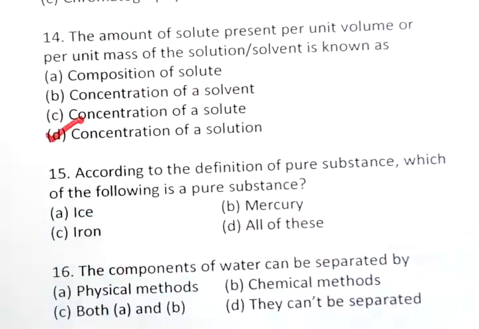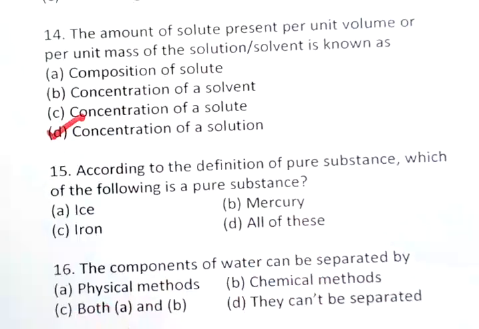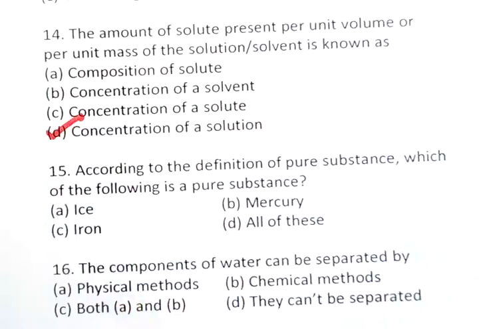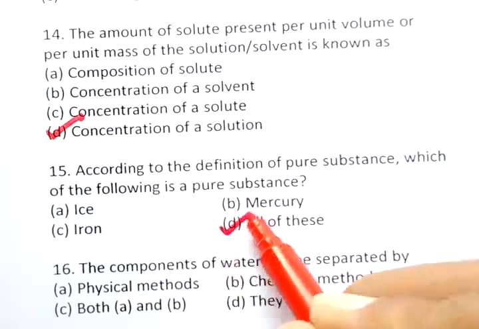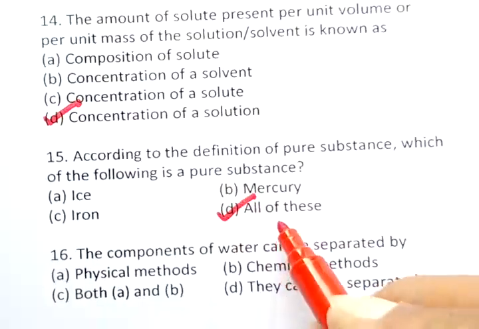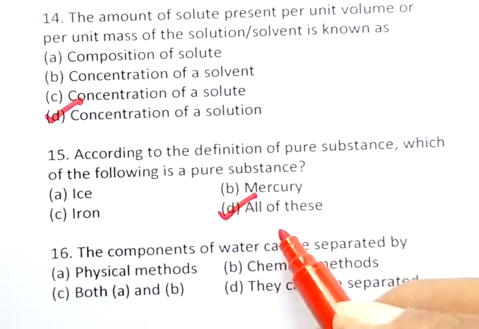Mercury contains only mercury atoms. It is a pure substance. Iron contains iron atoms only. It is a pure substance. So here all three are pure substance. So all of these is the correct answer. Sometimes like this also you get a question.